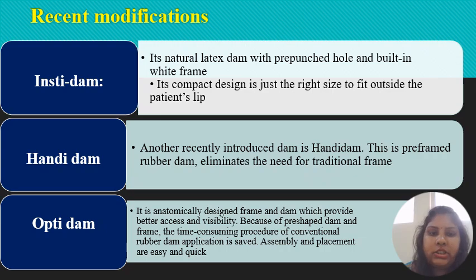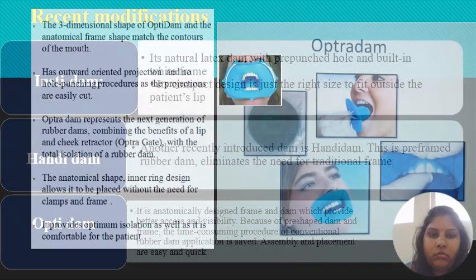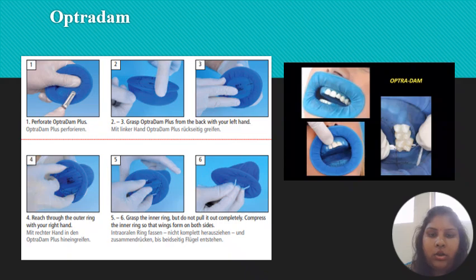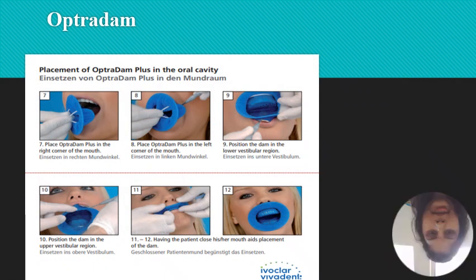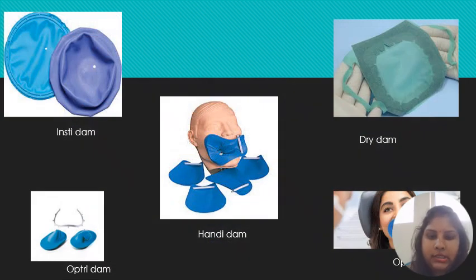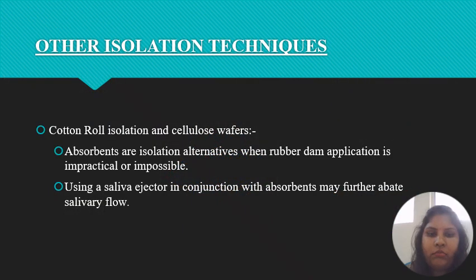So recent modifications are Instidam, Handydam, Optidam. So this is Optradam. This is also an Optradam placement. So first is an Instidam, next is Handydam, next is Dry Dam, then Optidam, and next one is the Optradam. So other isolation techniques are cotton roll, absorbents and use of saliva ejectors.